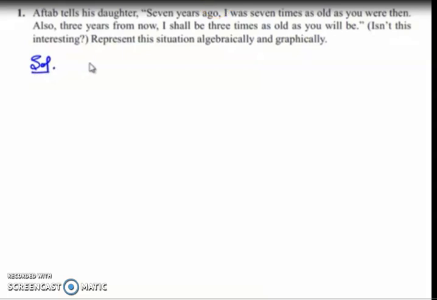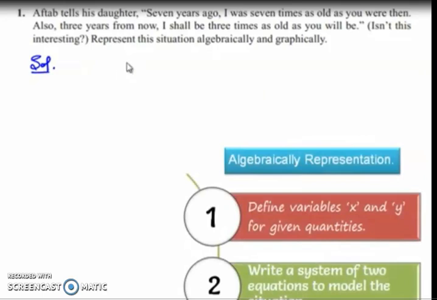Solution. In such a case, first of all, we have to identify the variables. This is the situation of linear equations in two variables, so there are two variables which we need to identify first. Variables are something which are changing. Here, Aftab's age is one variable and daughter's age is the second variable. For convenience, I will take Aftab's present age as x and daughter's age as y. Then we have to write the system of two equations to model the situation.